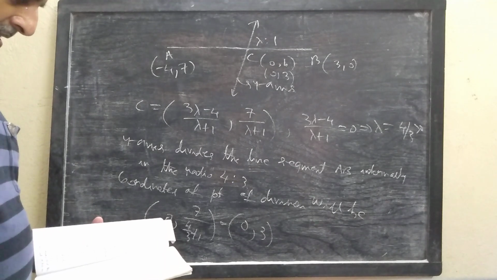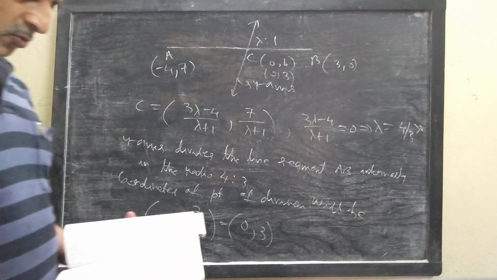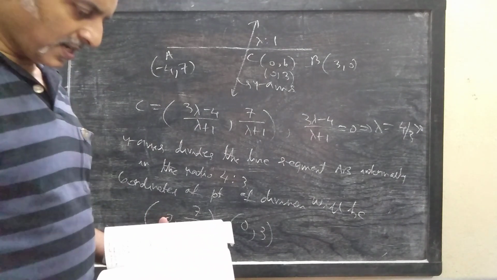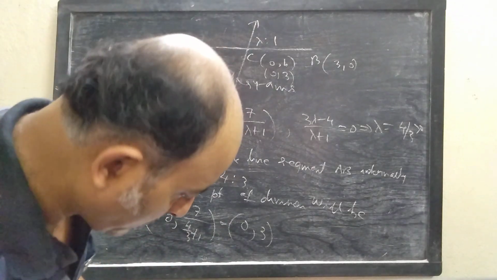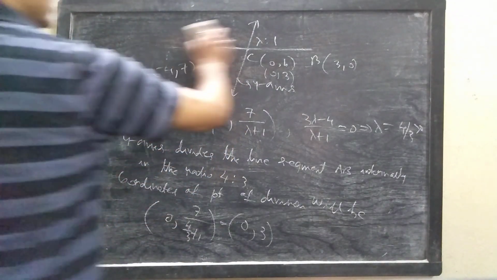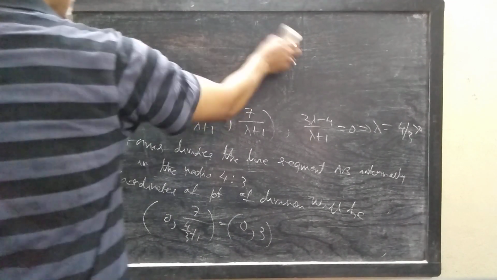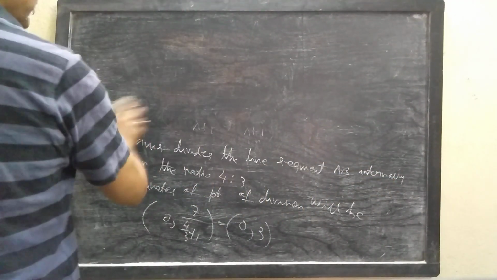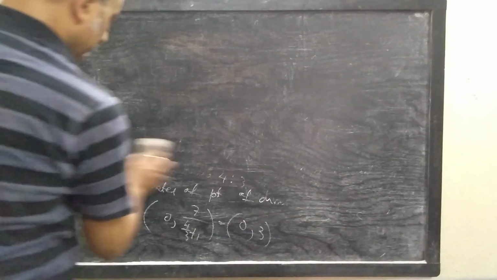Next question. Find the ratio in which the line 2x plus 3y equals 30 divides the line segment joining the given points. Also find the coordinates of the point of division. Similar question, but here the line is not the y-axis, here a specified line is given.